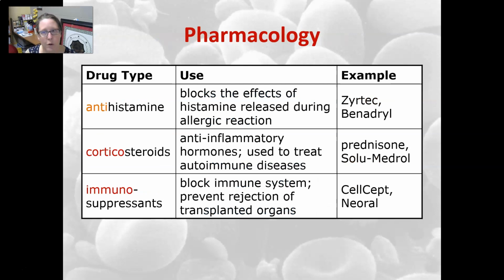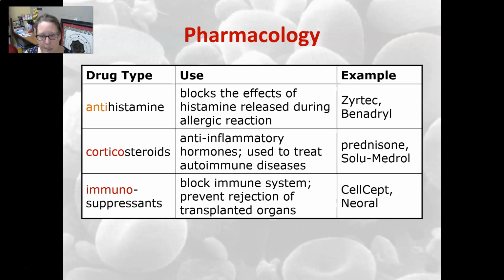And lastly, we have pharmacology. An antihistamine is a medication that blocks the effects of histamine that is released during an allergic reaction. Zyrtec and Benadryl are examples of antihistamine medications. A corticosteroid is an anti-inflammatory hormone. It is used to treat autoimmune diseases, like prednisone and Solu-Medrol.